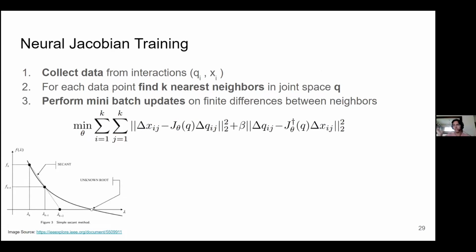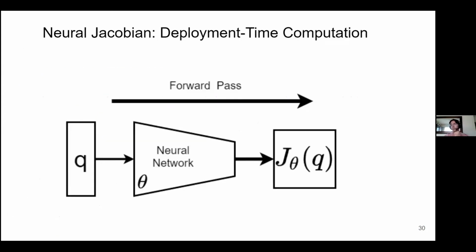So here's the training loop, a fairly simple supervised learning problem. Collect your data set of interactions of joint angles and effector locations, find the k nearest neighbors in this joint space, and then calculate the finite differences for each of those corresponding neighbors against each other. Then just perform mini batch updates on the finite differences between neighborhoods in order to train this approximate Jacobian method. At deployment time, when you want to solve the reaching task, you just pass your joint angles Q through this neural network, and it directly outputs a Jacobian approximation.